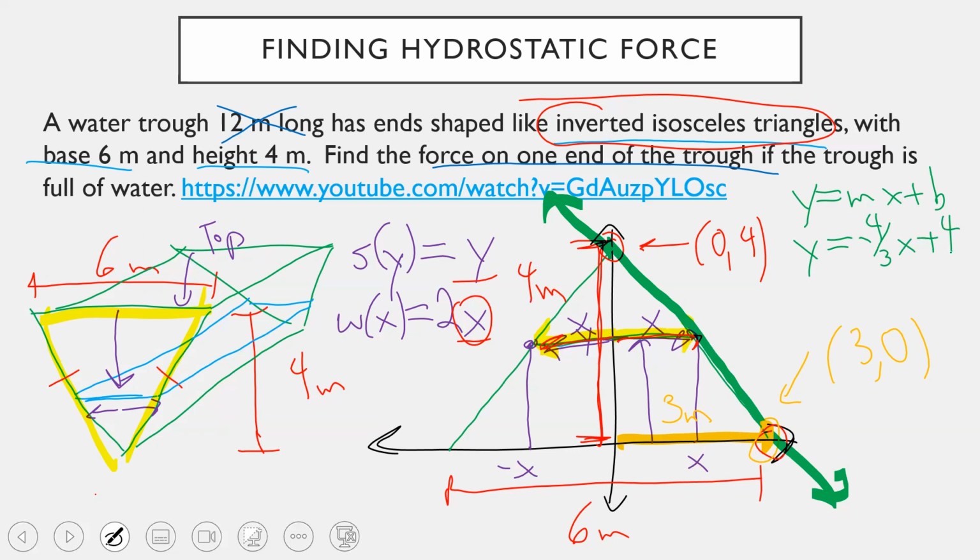But we need to get x in terms of y for our width function over here. So I can do some algebra. Again, I'll leave it to you to check this. But when I do that, we end up with this being x equals negative 3/4 y plus 3.